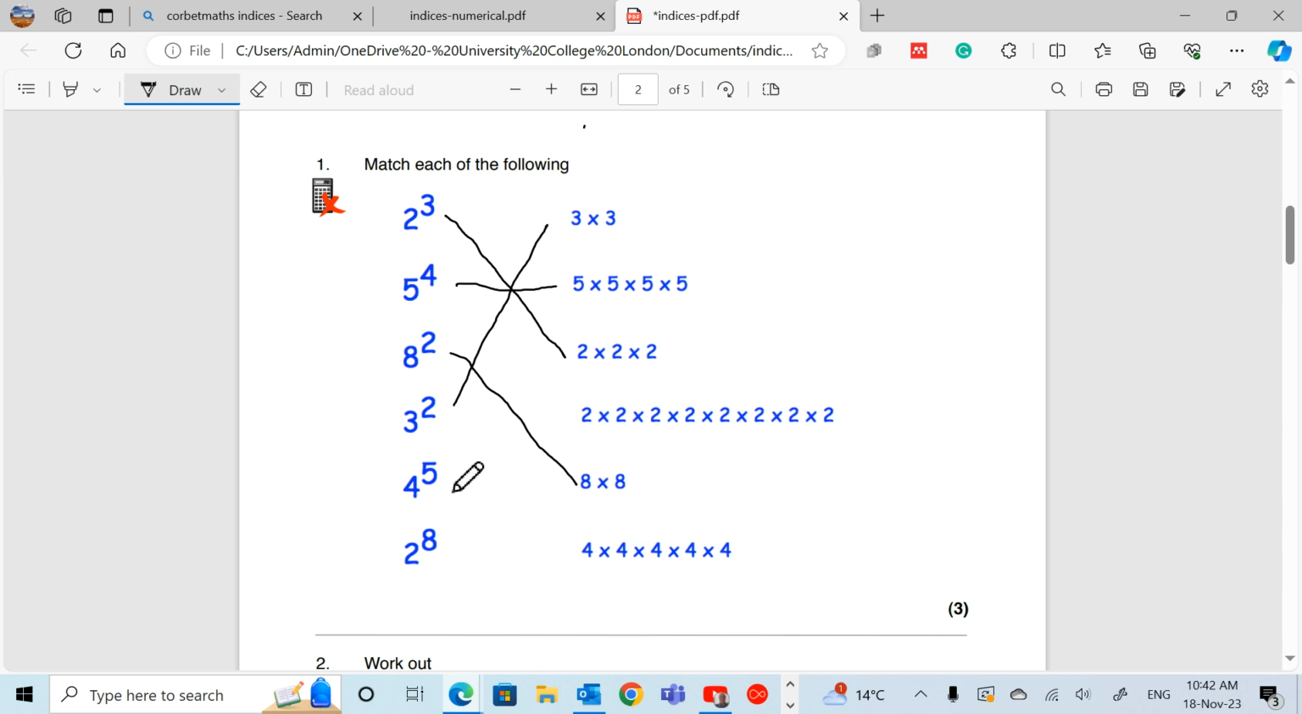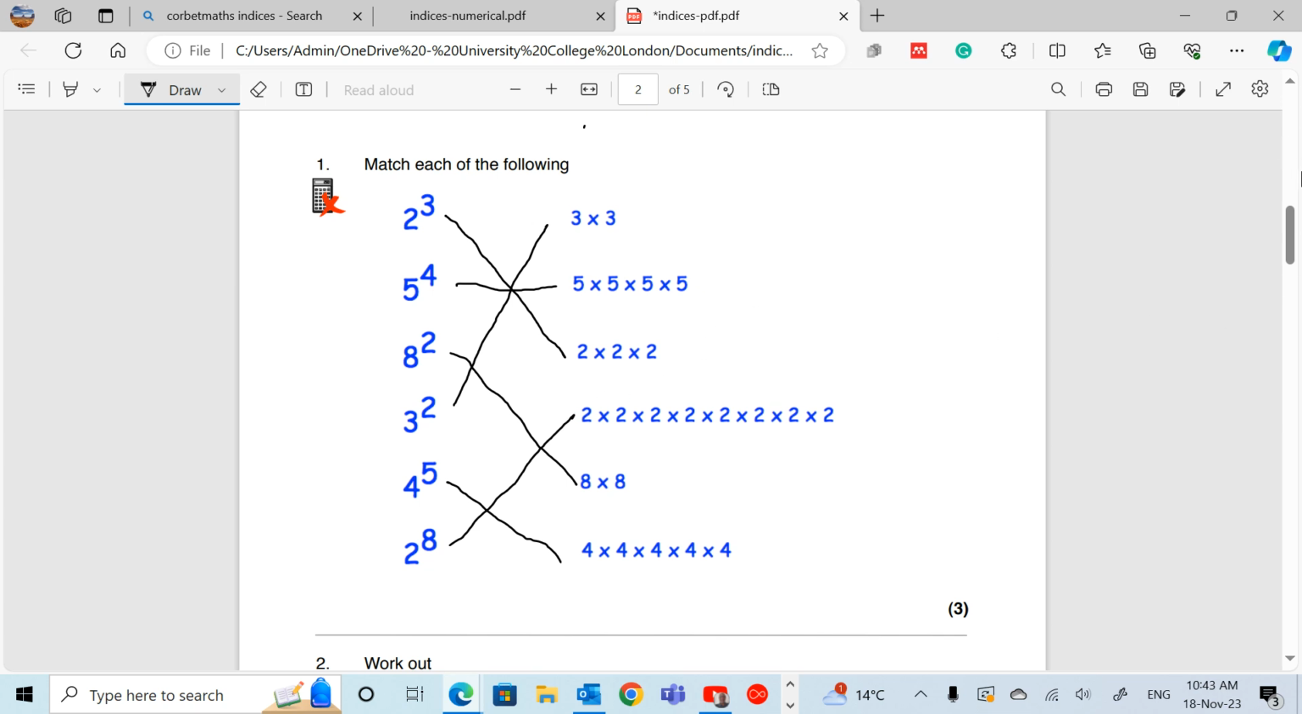By the way, I said year 7 and year 8. This is also applicable from year 5. So year 5, year 6, you're introduced to this, and it's further consolidated when you reach secondary school in year 7 and going on to year 8. It's a reminder. 4 to the power of 5 is 4 multiplied by itself 5 times. And here we have it. And finally, last but not least, 2 to the power of 8 is here. There we go. And that's 3 marks for you.